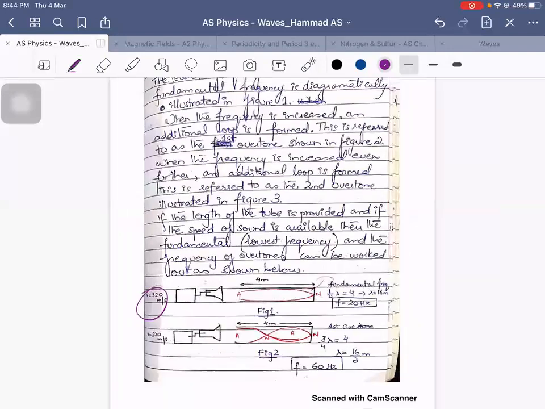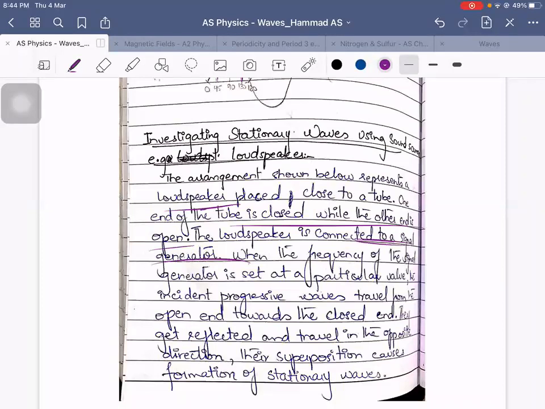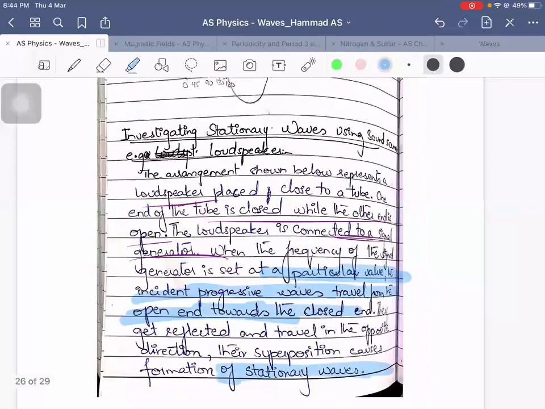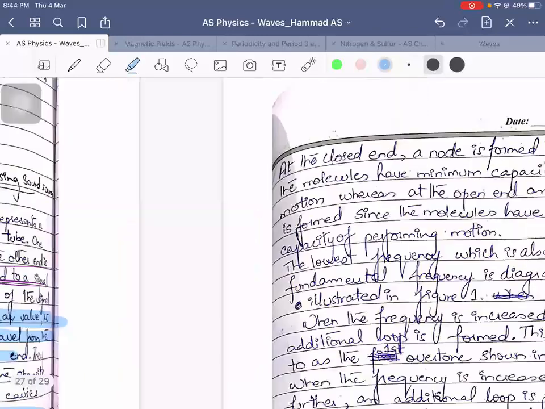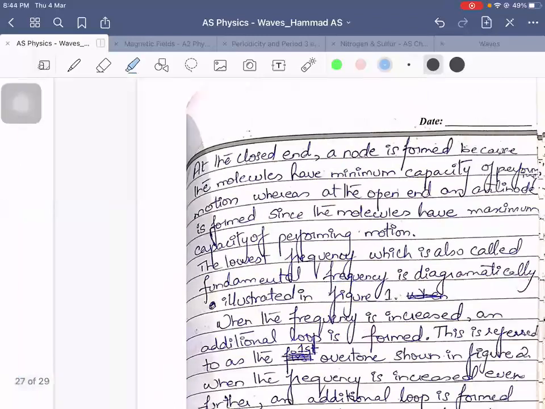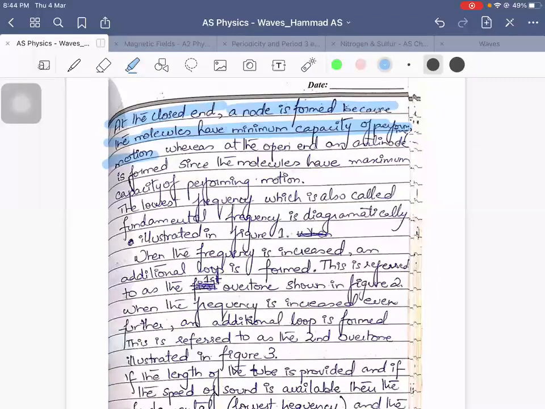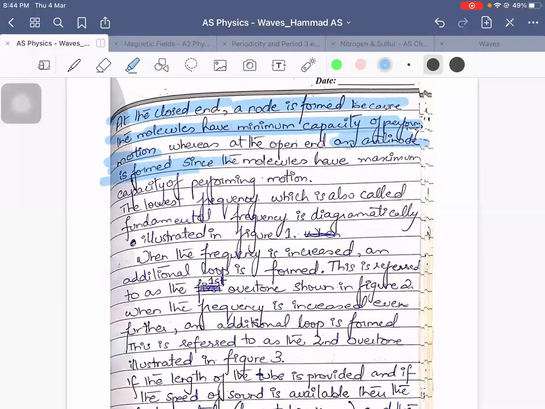The loudspeaker is connected to a signal generator, and when the frequency of the signal generator is set at a particular value, the incident progressive wave travels from the open end towards the closed end. It gets reflected and travels in the opposite direction, just like the initial stationary wave we talked about, thereby giving rise to a stationary wave. At the closed end, this is important, a node is formed because the molecules have minimum capacity of performing motion, whereas at the open end, an antinode is formed. Open ends will have antinodes being formed. They will give you questions related to this. So please, that is why I've highlighted this.